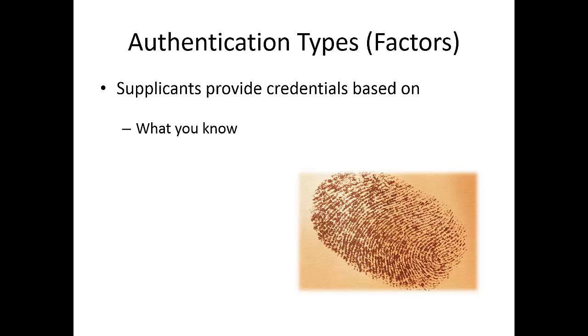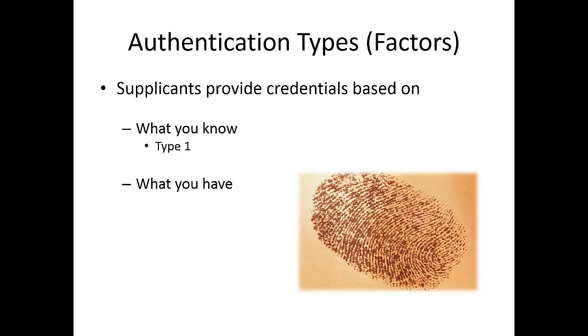If whatever is provided by the supplicant is based on what the supplicant knows about himself or herself, that's what we call what you know. A good example of this is a password or PIN number and so on. This is probably the weakest type of authentication, because whatever you know could be stolen. We also call this type 1 authentication, because it's probably the most basic type of authentication.